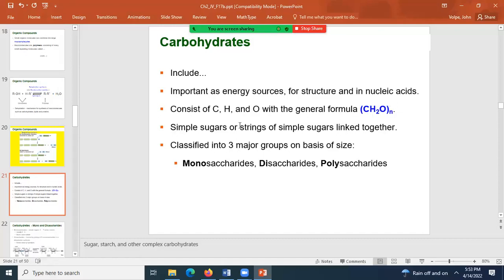Carbohydrates consist of carbon, hydrogen, and oxygen, but they have a general formula, CH2O, and then you put parentheses around that with an n, meaning that for every carbon in a carbohydrate, we have 2 hydrogens and 1 oxygen. So for glucose, it's C6H12O6. Any question about any of that?